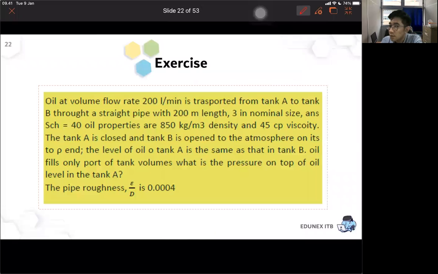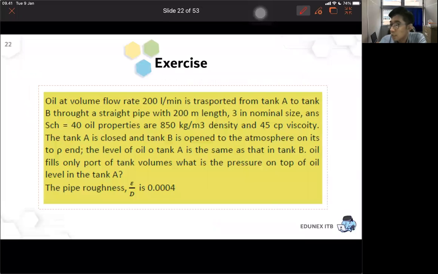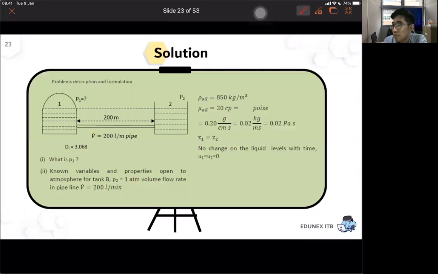Okay. Do you have any question until this point? I think it should be clear enough. So now we'll see this exercise. Please don't see the solution because the solution is a bit incorrect.